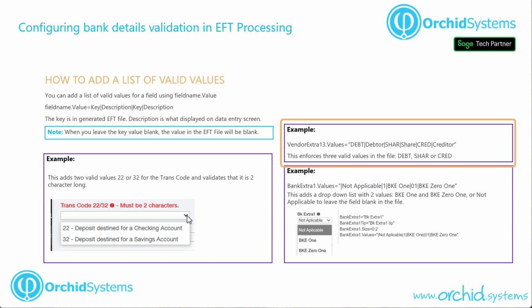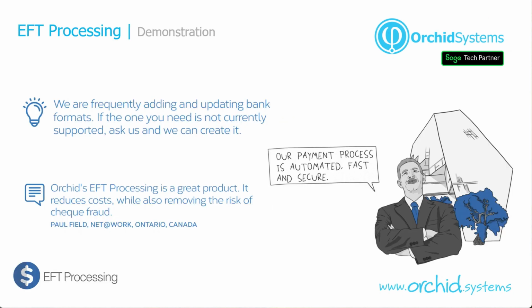So looking at the example for vendor extra 13, we have 3 values: debt, which is for debtors, share, which is for shared, and cred, which is for creditors. And now we're going to have a look at how we can use the length and the valid values.